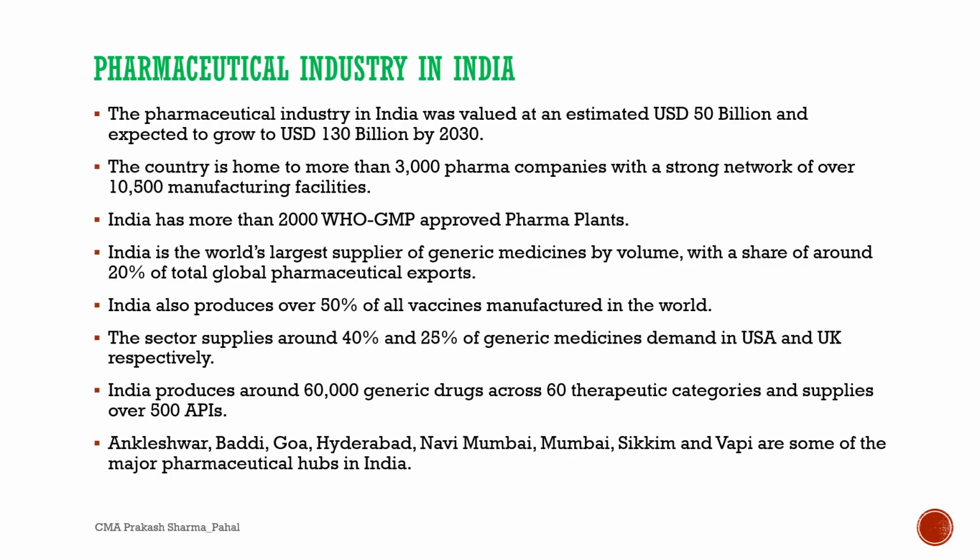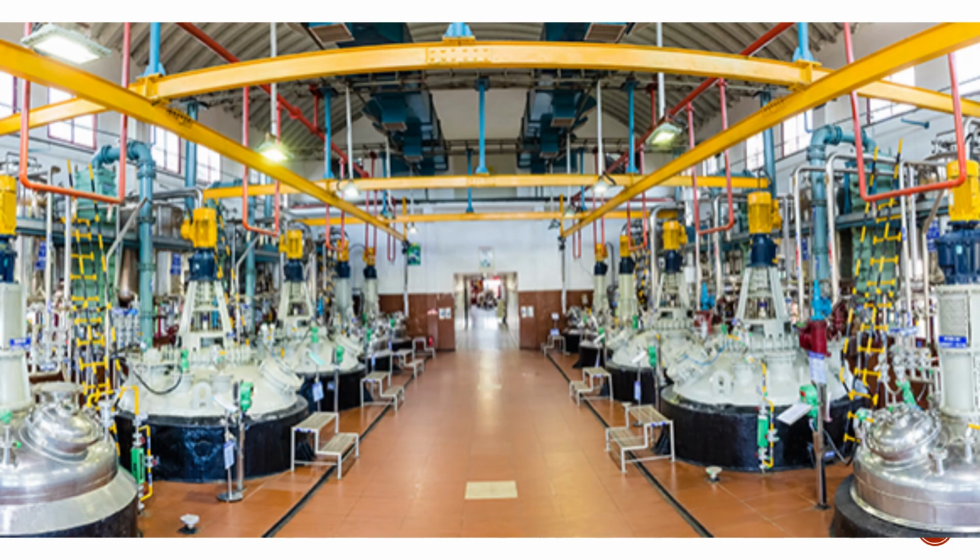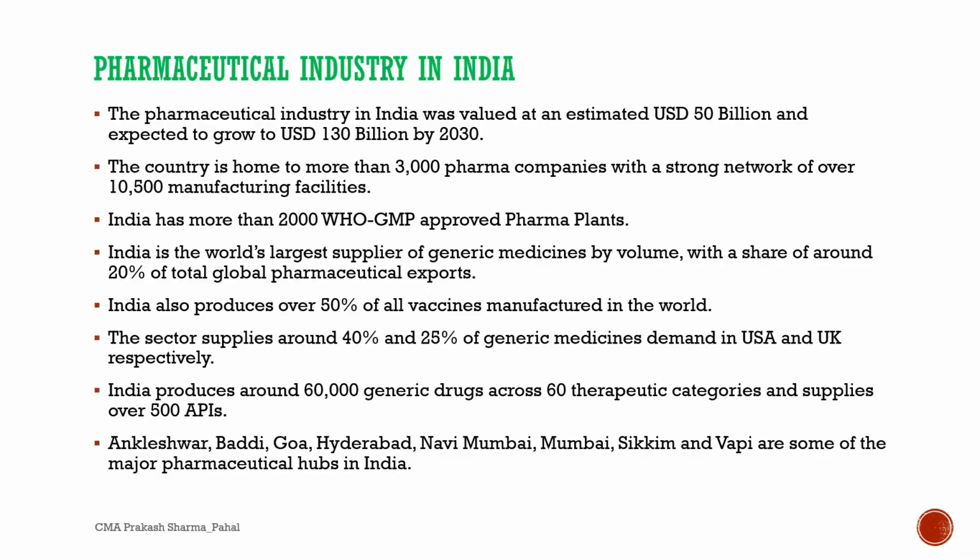The pharmaceutical industry in India. The pharmaceutical industry in India was valued at an estimated USD 50 billion and is expected to grow to USD 130 billion by 2030. The country is home to more than 3,000 pharma companies with a strong network of over 10,500 manufacturing facilities. India has more than 2,000 WHO GMP approved pharma plants.